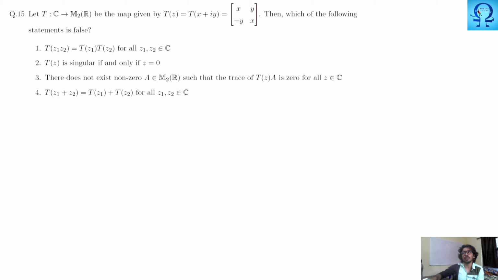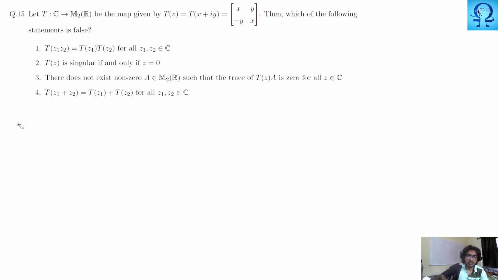Then we have a question. This you may treat as a question from linear algebra or from complex analysis, it's completely up to you. Now let me just solve it. So we have a mapping defined from the set of complex numbers to M2 of R. When you take a complex number, you can write it as x plus iy, and this is how the mapping is defined. We'll have to identify which of the following statements is false.